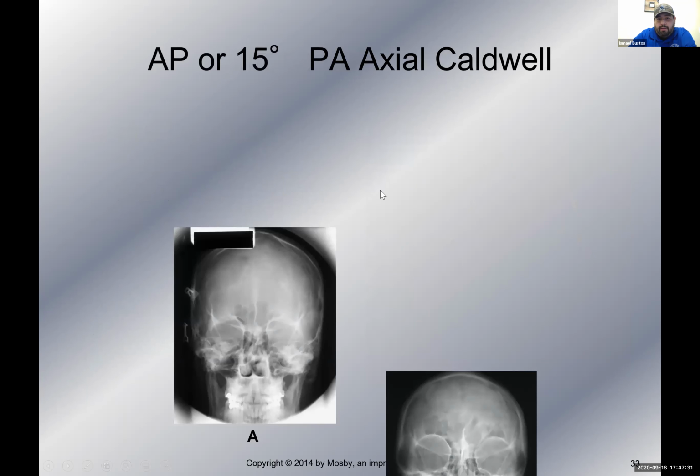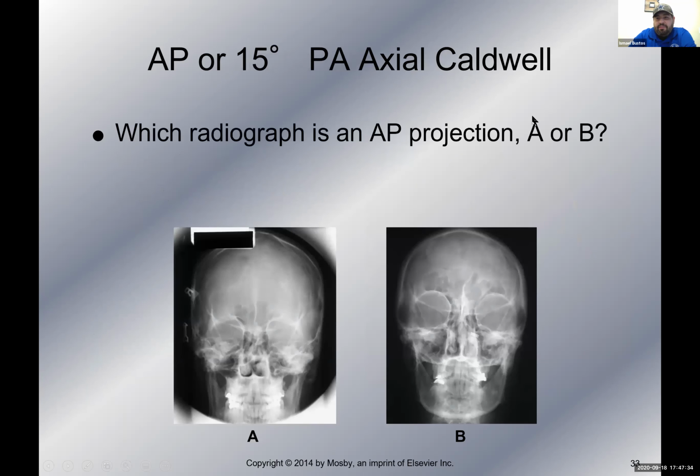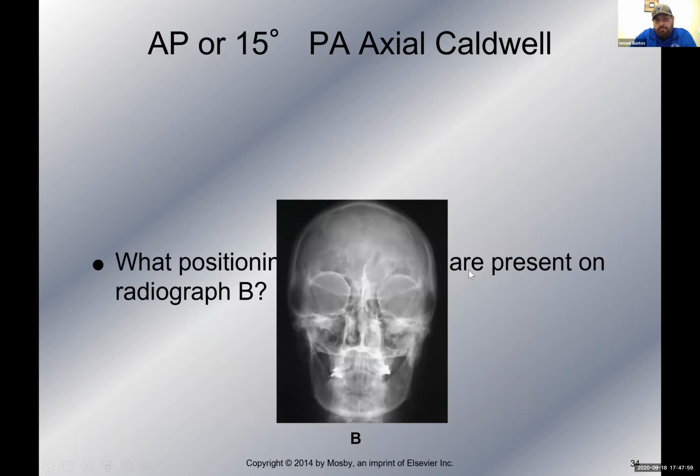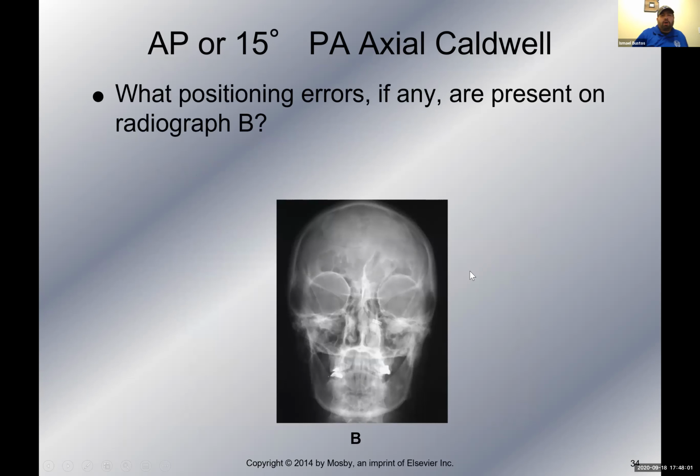All right, let's look at these here. Which radiograph is an AP projection, A or B? So again, what are we looking for for an AP projection? Look at those orbits, the sides of the orbit. Which one's the AP projection? Let's compare them. There's orbit there, and then boom, wide open. So the AP projection would be B. Now, let's look at B, that AP projection. What positioning error, if any, are present? It's supposed to be a Caldwell.